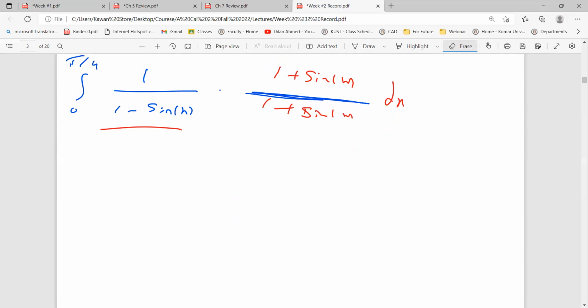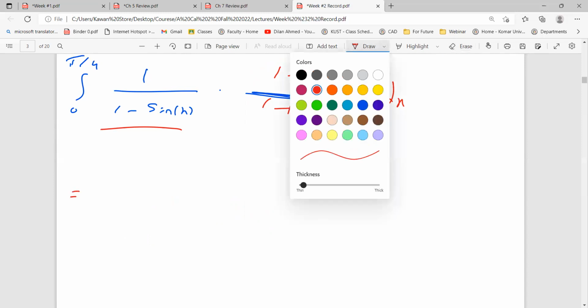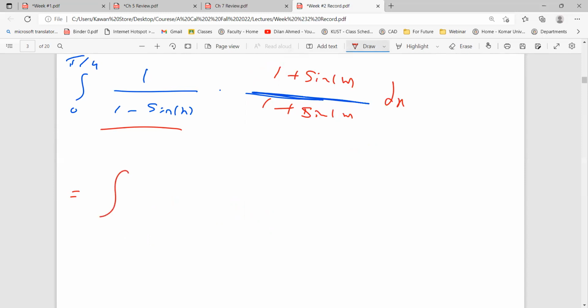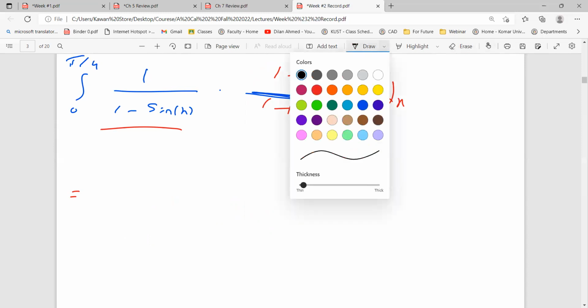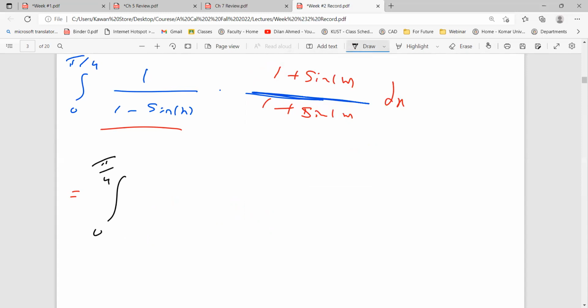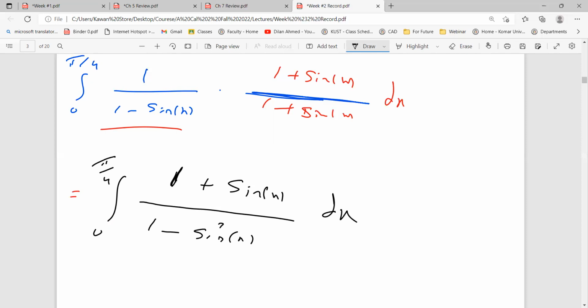Okay, so the next step will be what? We should finish our multiplication, right? So I'll get, from 0 to pi over 4, 1 minus sine square of x over 1 plus sine of x dx. Actually, it has many ideas, not a simple example. If you don't know, it's okay, don't hesitate. Later, you will deal with it.